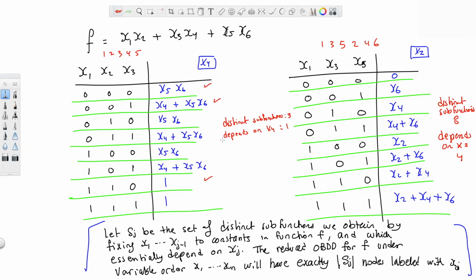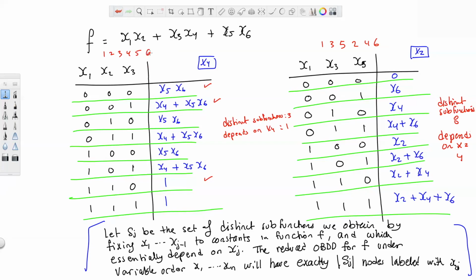Concretely, it says if you build an OBDD according to this variable order, then you're going to have exactly one node that is labeled x4. And if you build it according to this particular variable order, then you're going to have exactly 4 nodes that are labeled with x2.